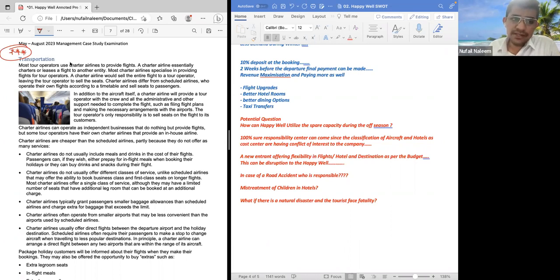Most tour operators use charter airlines to provide flights that we are aware of. Charter airlines essentially charter or lease a flight to another entity.